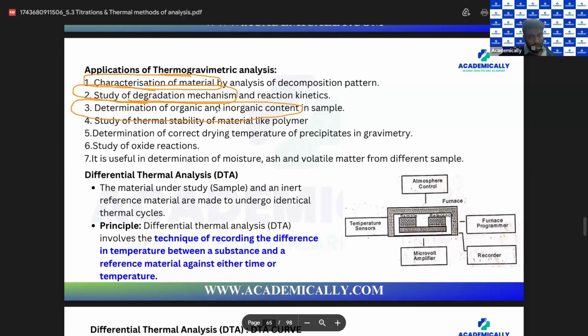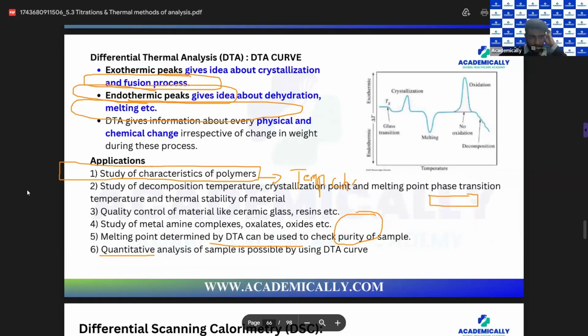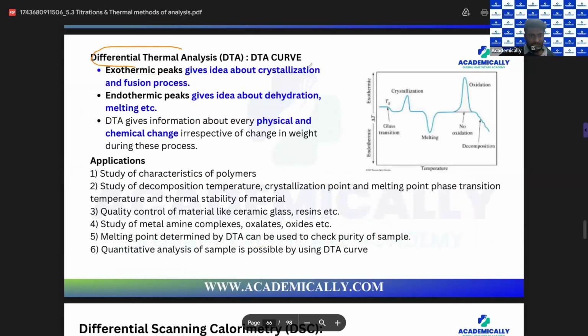You must write them. Then up you have differential thermal analysis, where there is a technique of recording the temperature change. So you have temperature sensors, furnace whereby the heating occurs, temperature change between a reference sample and your test substance. You need to record the temperature change between both of them. So differential thermal analysis, it has a DTA curve.